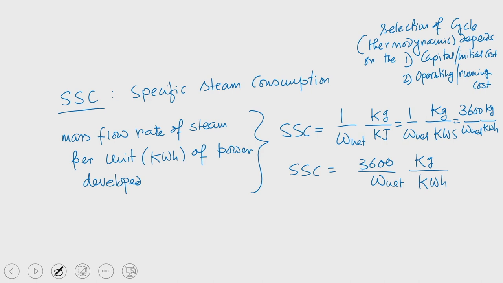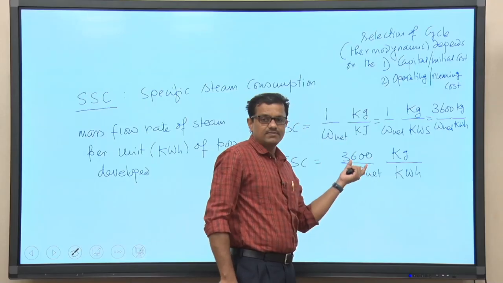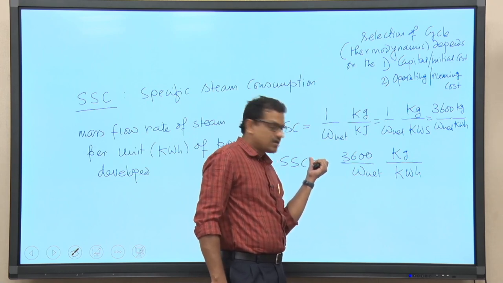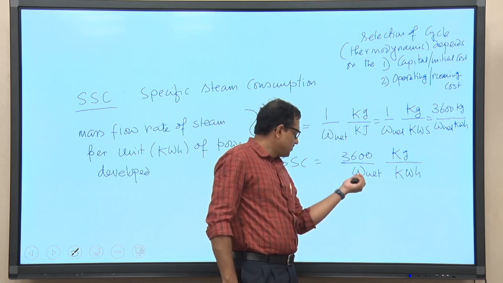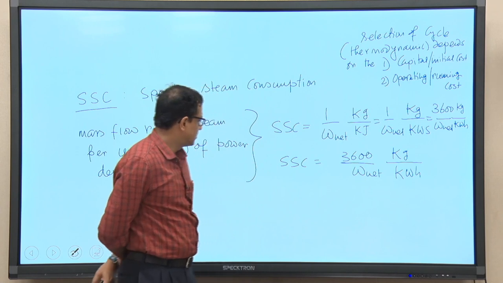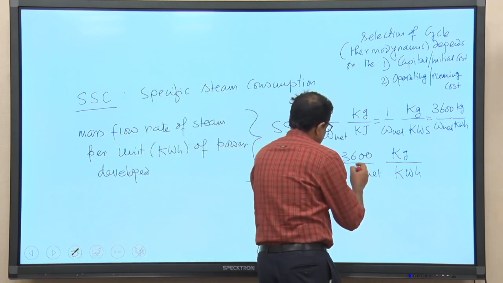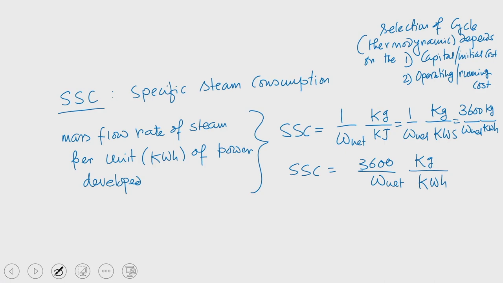So, basically, if the capital cost is high, if the plant size is very high, that means W net should be very high. So, if W net is very high, you know that this SSC governs the capital cost. How? If W net is very high, then m dot, you know that the higher the specific steam consumption, the higher will be the capital cost. So, what we can see is that the higher the SSC, the higher will be the capital cost, right.